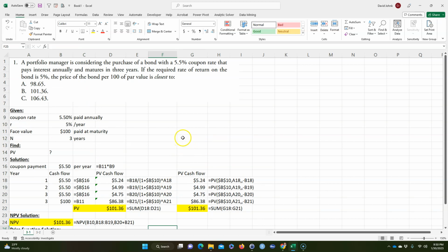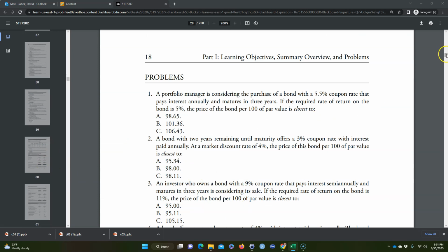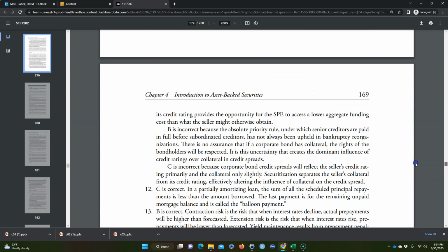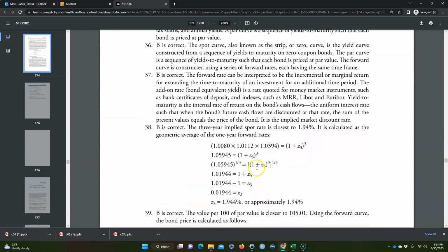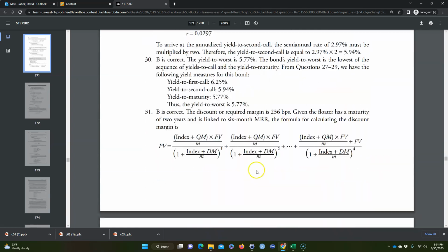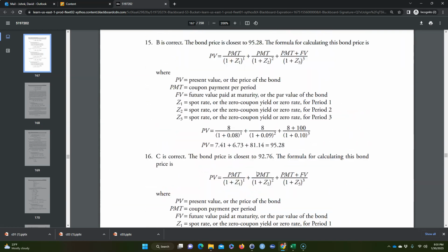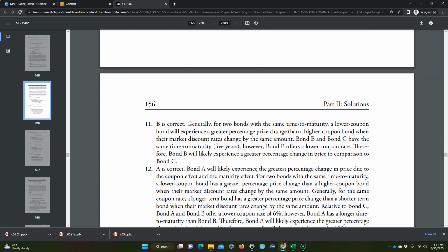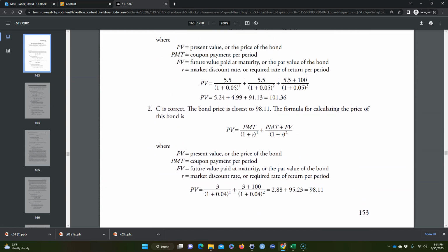Now how do I know if this is right? Well, I can go back here. If you go way down to the bottom, let's just scroll down here. It has all the solutions, right? So, chapter 3, solutions. And I'll get there. Sorry about that.